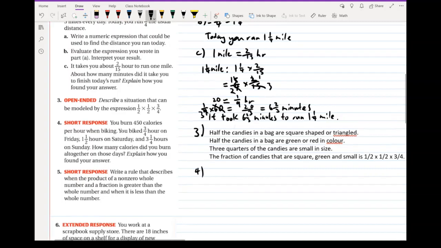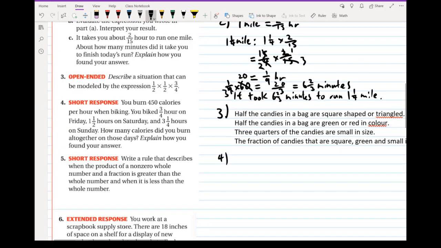You burn 450 calories per hour when biking, and you biked 3/4 hour on Friday, 1 1/2 hours on Saturday, and 3 1/4 hours on Sunday. So the question asks you, how many calories did you burn altogether on those days? So first of all, we're going to add up all the fractions. So we're going to do 3/4 plus 1 1/2 plus 3 1/4.